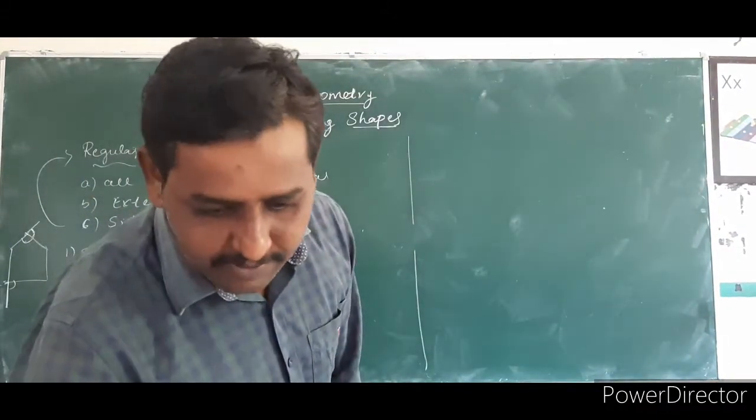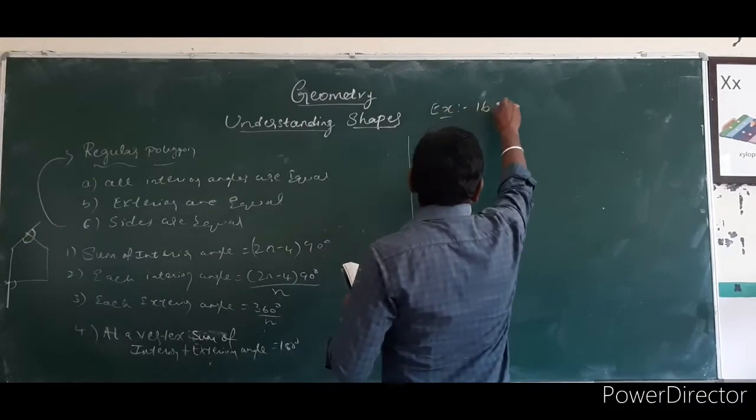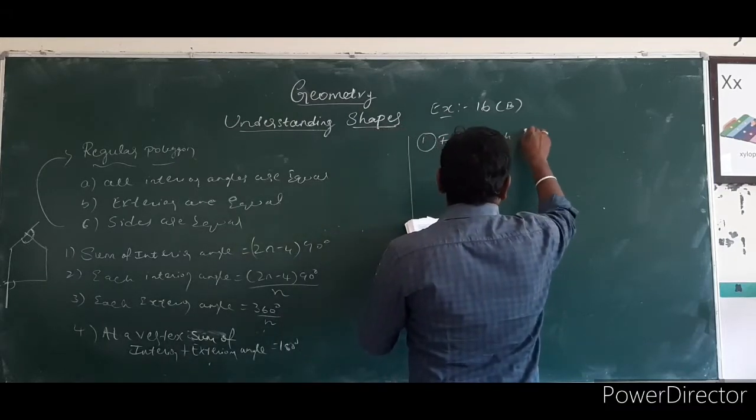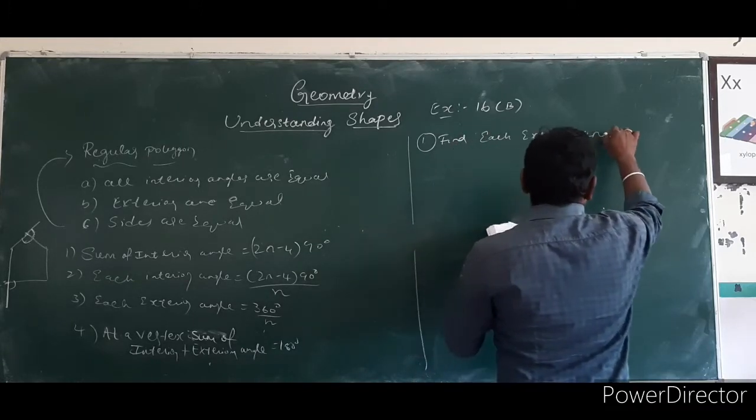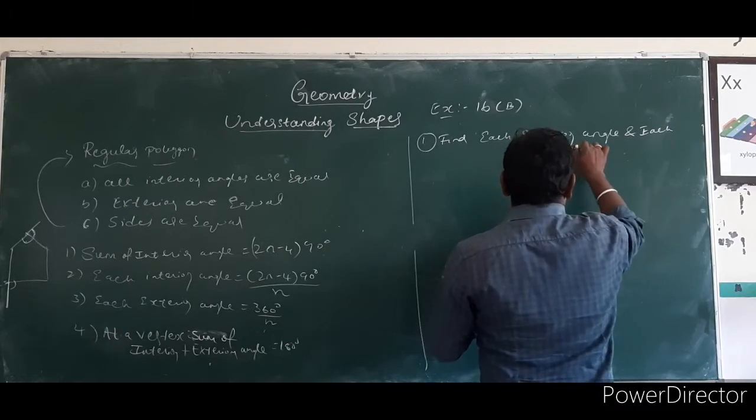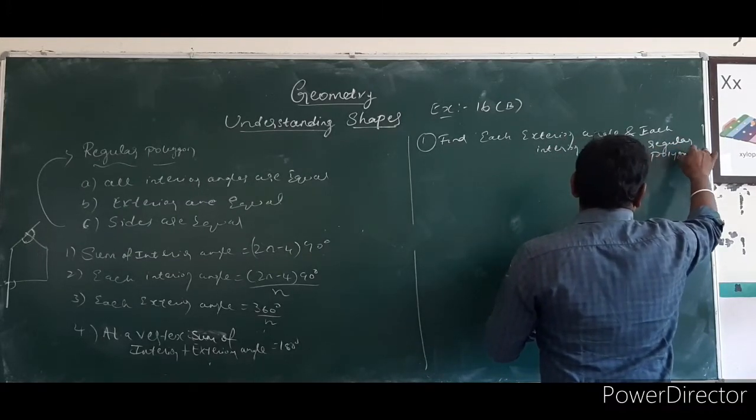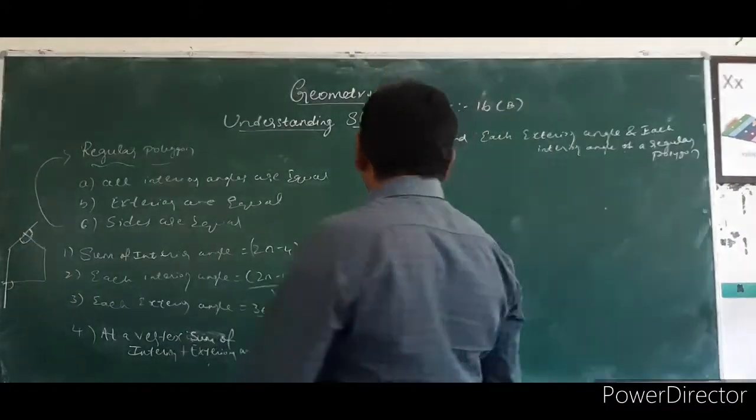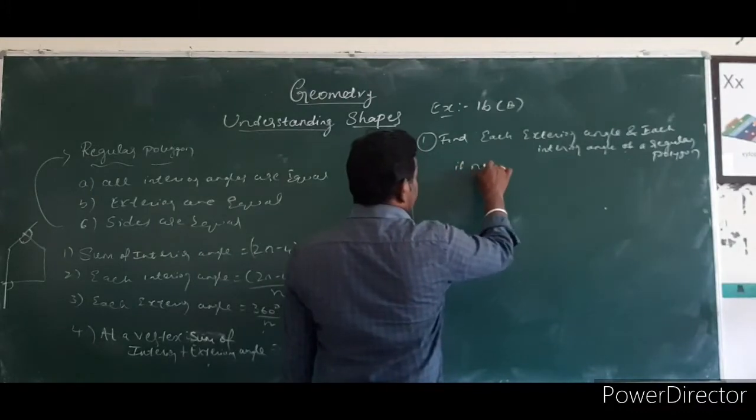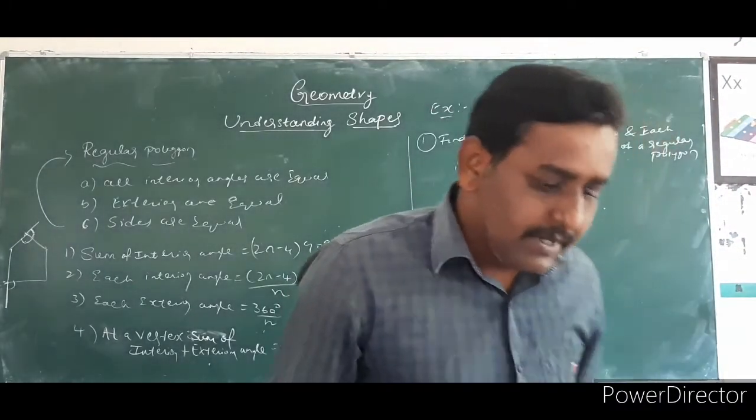The first one is in exercise 16b. First question: find each exterior angle and each interior angle of a regular polygon if the number of sides is 8.